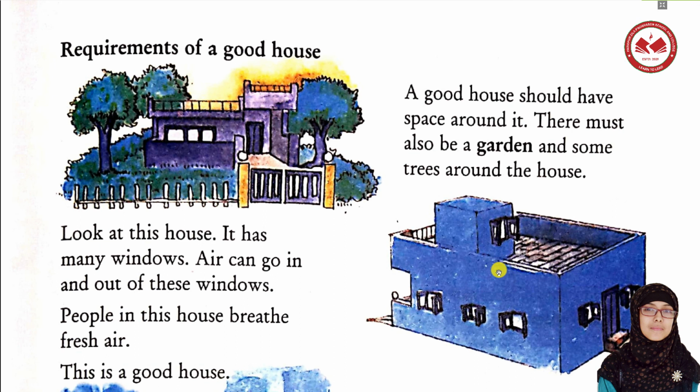Okay, so now we're going to learn about the requirements of a good house, what a good house needs. A good house should have space around it. A good house must have proper space, okay? There must also be a garden and some trees around the house.